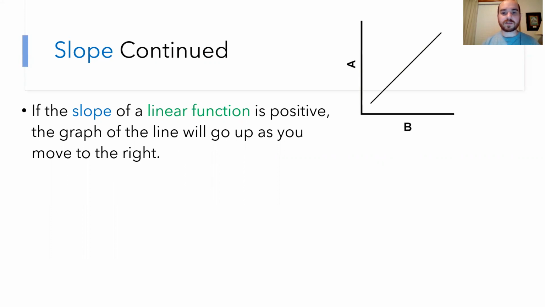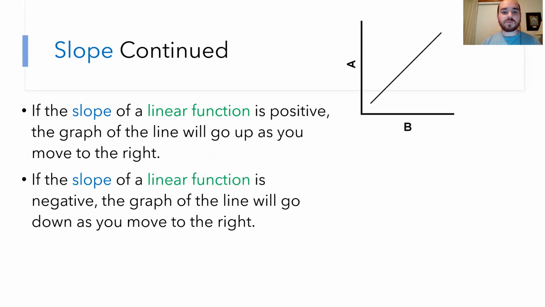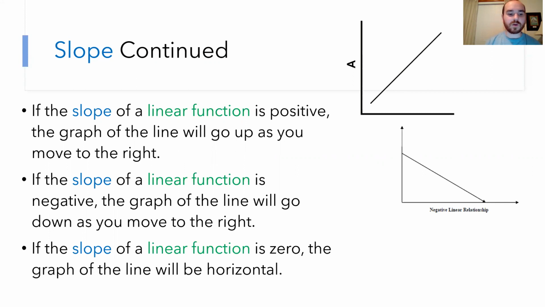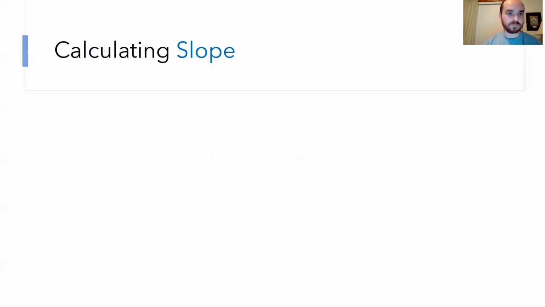If the slope of a linear function is positive, the graph of the line will go up as you move to the right. So that'll look like this. If the slope of a linear function is negative, the graph of the line will go down as you move to the right, and that will look like this. And if the slope of a linear function is 0, the graph of the line will be horizontal, which of course will look like that. It's the blue one on that graph in case you are unsure.